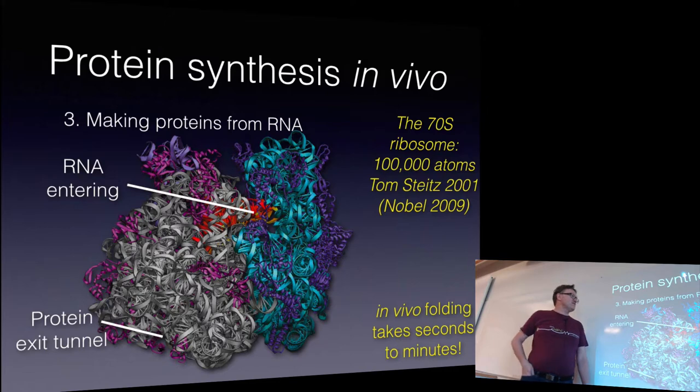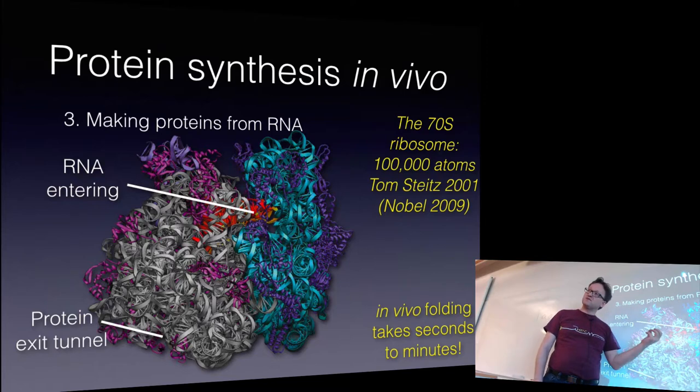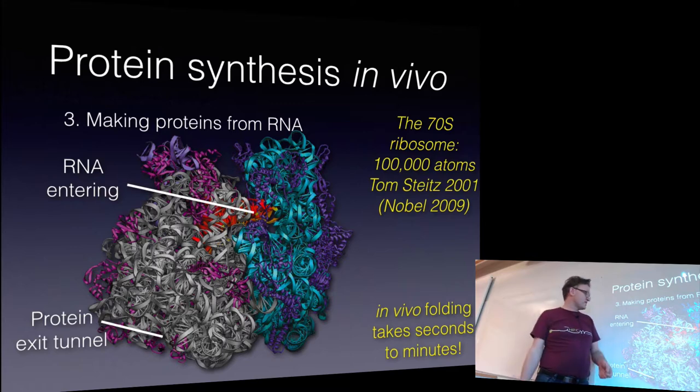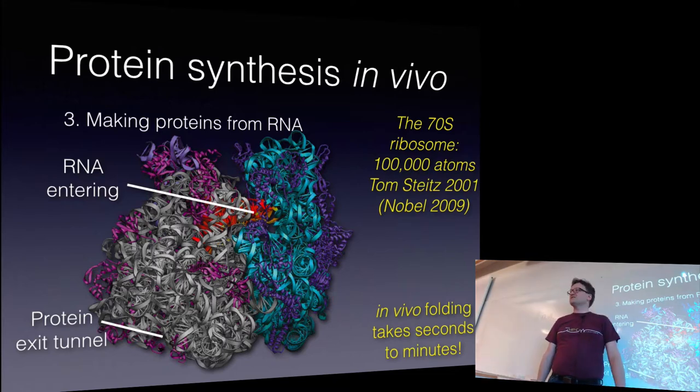Then the messenger RNA comes in here and pairs up with transfer RNA that carries the small amino acid building blocks, right? Then you polymerize the chain, stitching the peptide bonds together, and effectively have the protein. At the end you have the nascent chain coming out of this protein exit tunnel. In practice, this folding takes a few seconds to minutes. You're gradually moving through the chain and thus creating more protein.